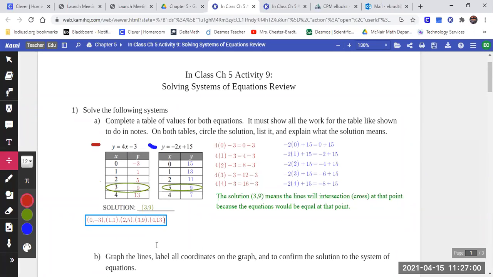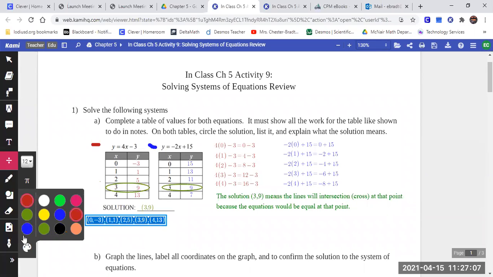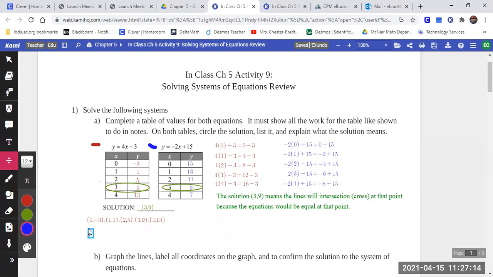Did we use different X's for the blue? No. So can't I copy this list that I just did and make a new one in blue and then just tweak it? Yeah, exactly. We're going to go copy the list we already had, copy and paste, change it to blue. And then instead of 0, -3, it's 0 what? 15. Instead of 1, 1, it's 1 what?